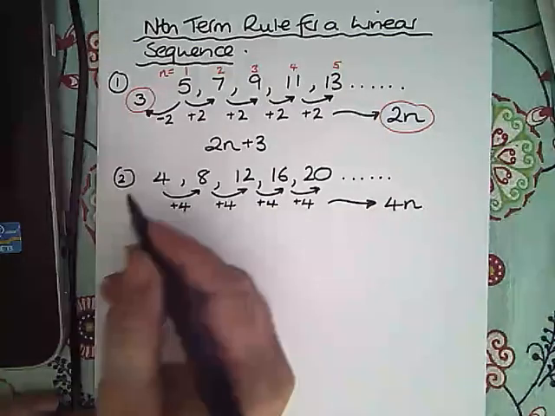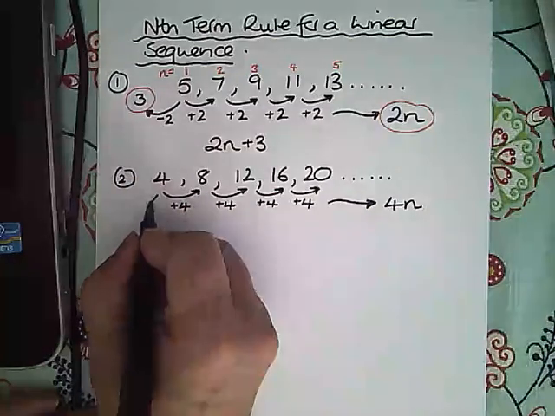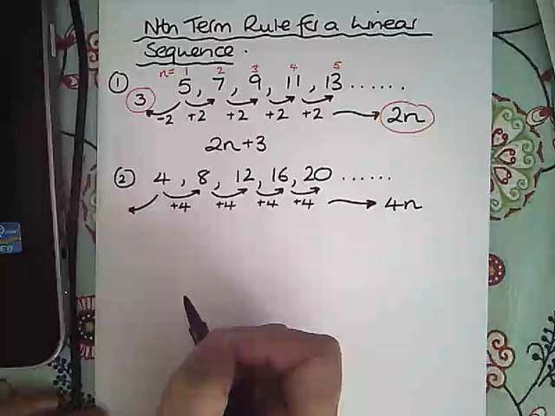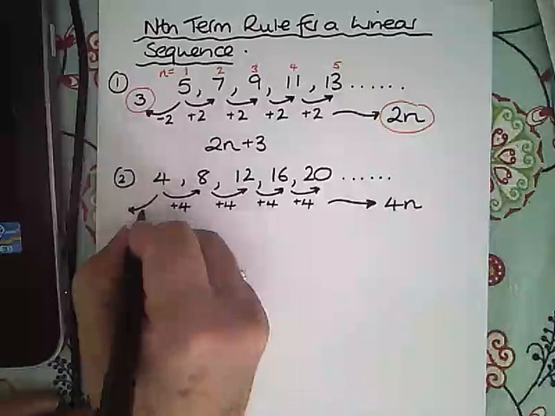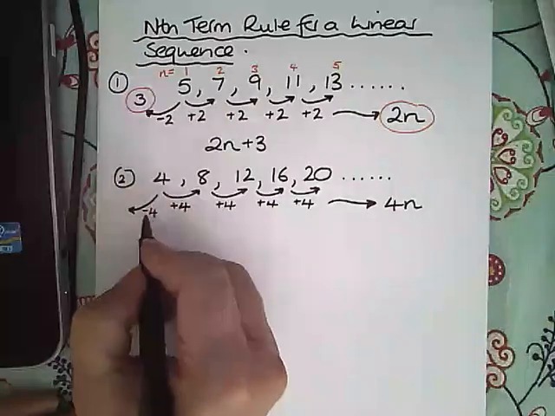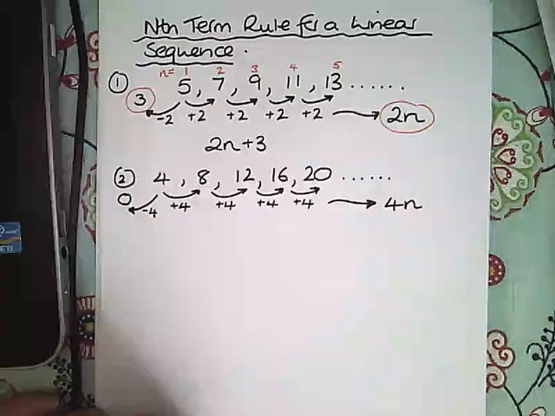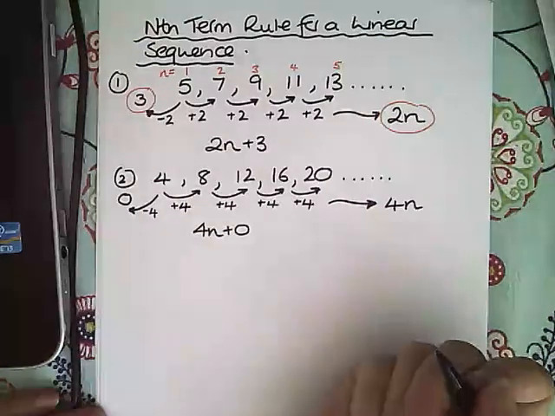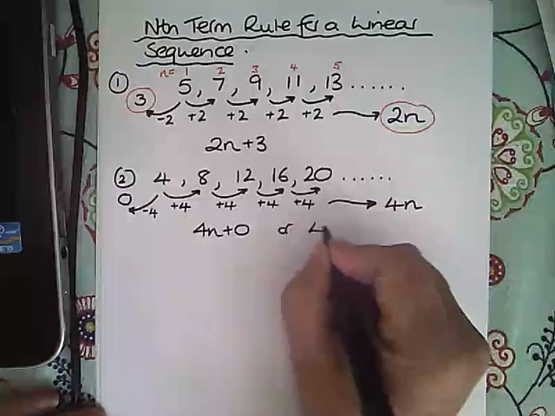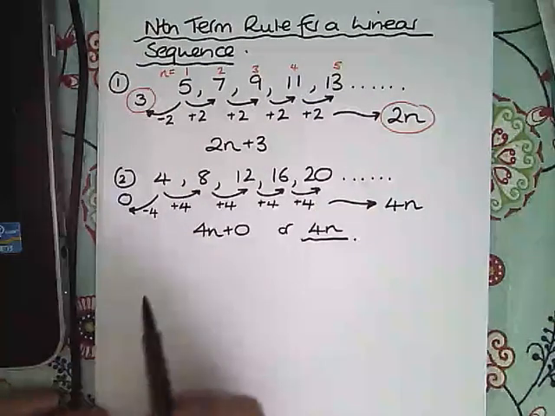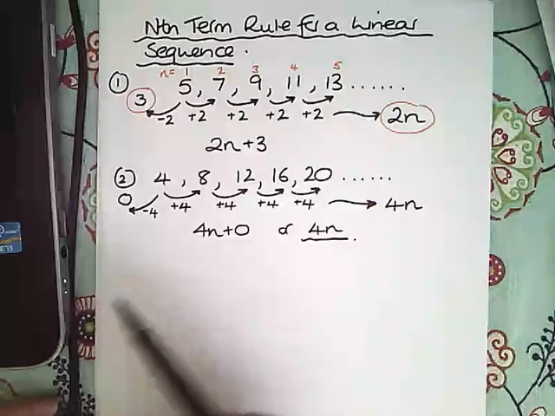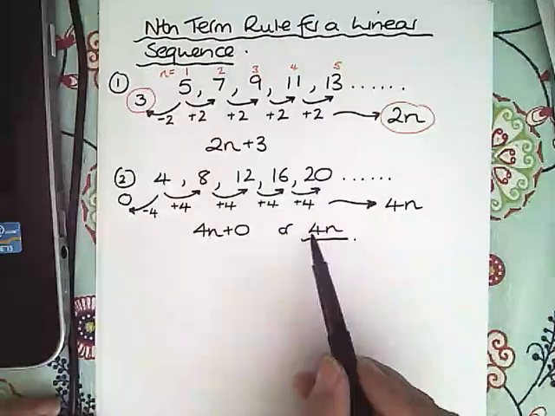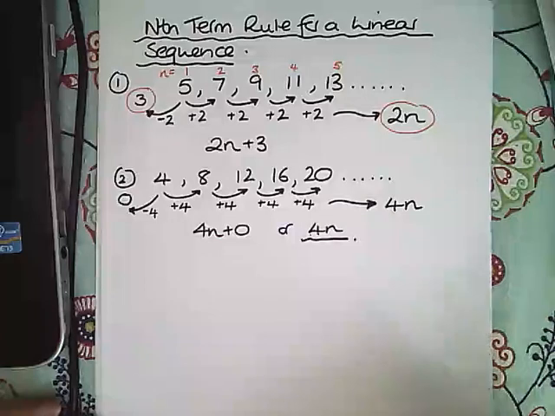I then go back to the start of the sequence, draw an arrow in the opposite direction, and do the opposite of whatever this is telling me here. So the opposite of plus 4 is take away 4. 4 take away 4 would give me 0. So I can write 4n plus 0, but we wouldn't normally write plus 0 for anything, would we? So this rule is just 4n. If n was 5, the fifth term in the sequence, 1, 2, 3, 4, 5, we should get the answer 20. 4 times 5 is indeed 20, so our rule works.